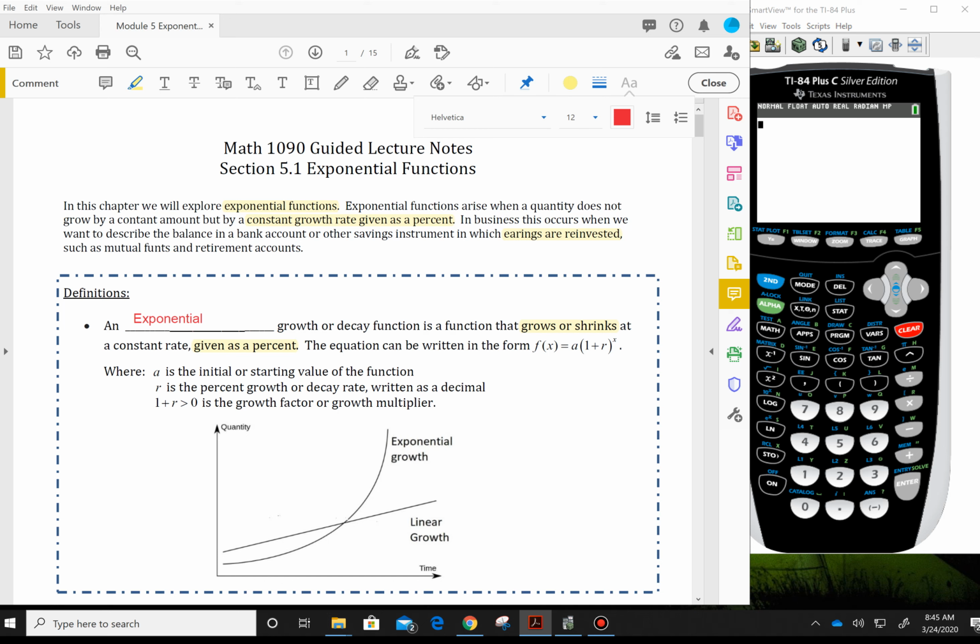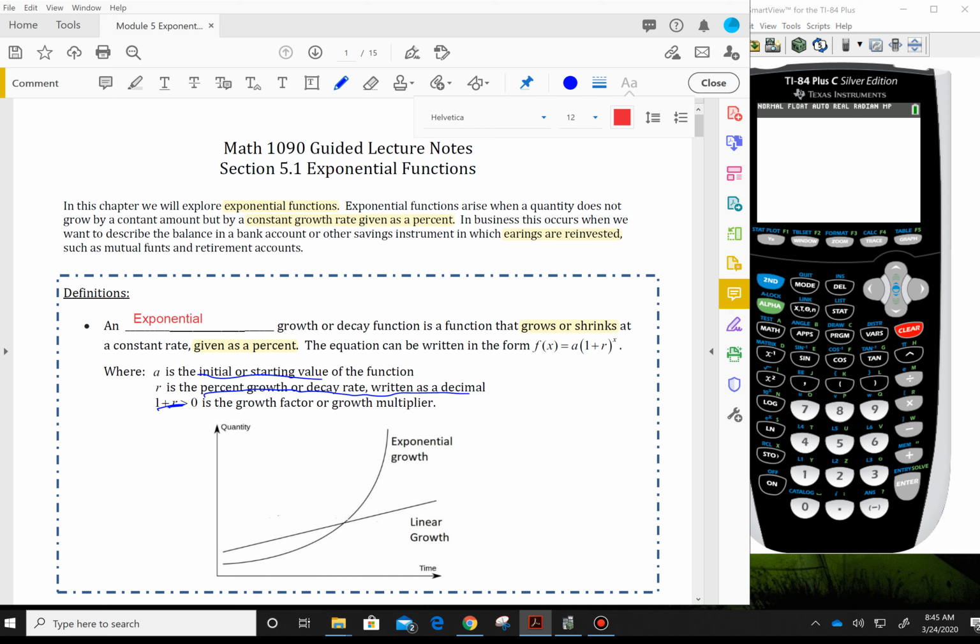The equation can be written in the form f of x equals a times (1 plus r) raised to the x, where a is the initial or starting value, r is the growth rate or decay rate written as a decimal, and 1 plus r is referred to as the growth factor or growth multiplier.